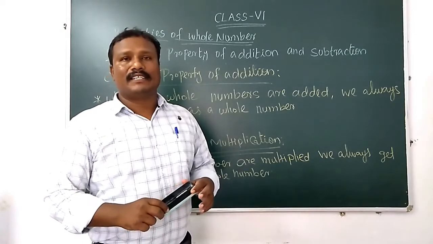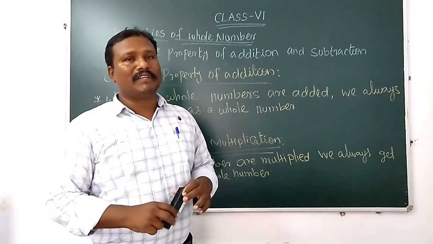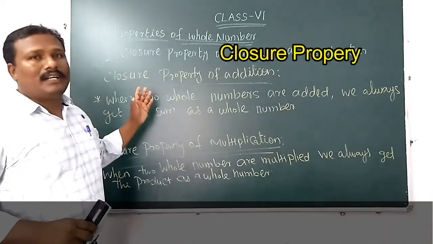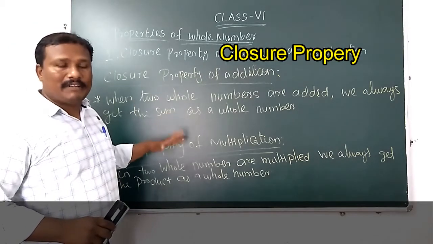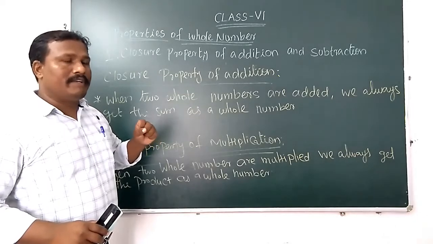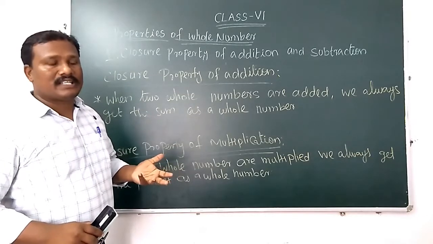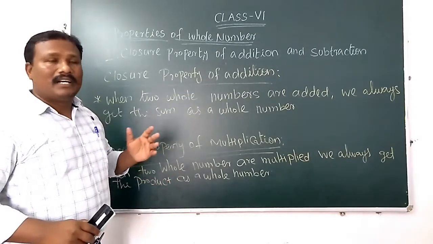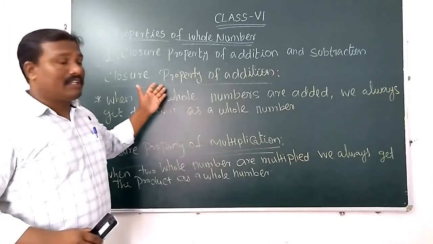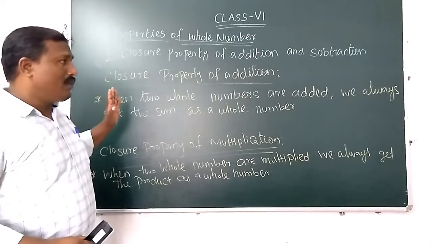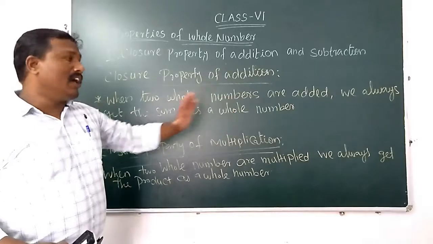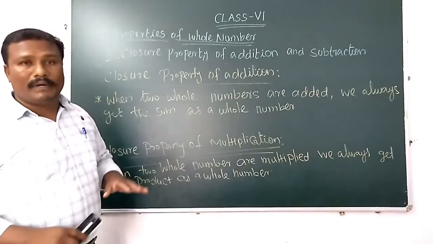First, we will discuss the closure property of addition and multiplication. When we add, subtract, multiply or divide, the closure property gives us some result. For your understanding, I am going to take some examples. When you are doing addition, the closure property says that when two whole numbers are added, we always get the sum as a whole number.